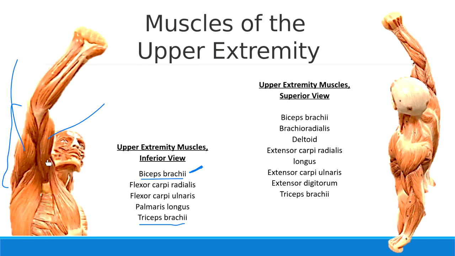When we look here on this muscle man, it's actually probably easier to see the big triceps muscle right here on the back side of the arm and the biceps muscle here on the front of the arm. So biceps always on the front, triceps always on the back. Biceps and triceps.